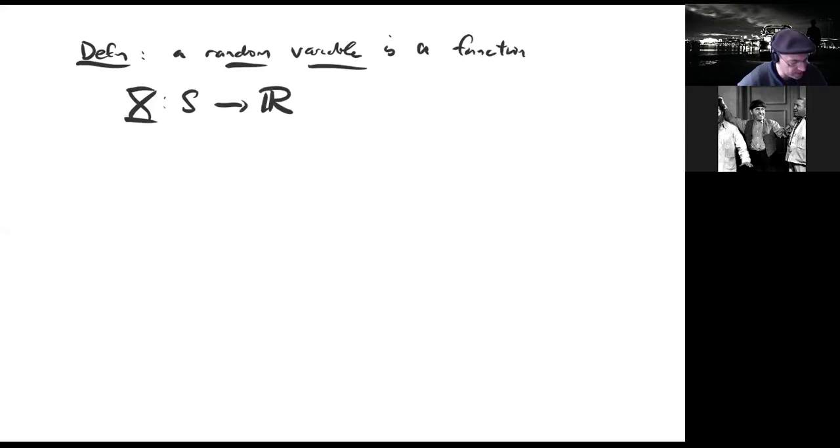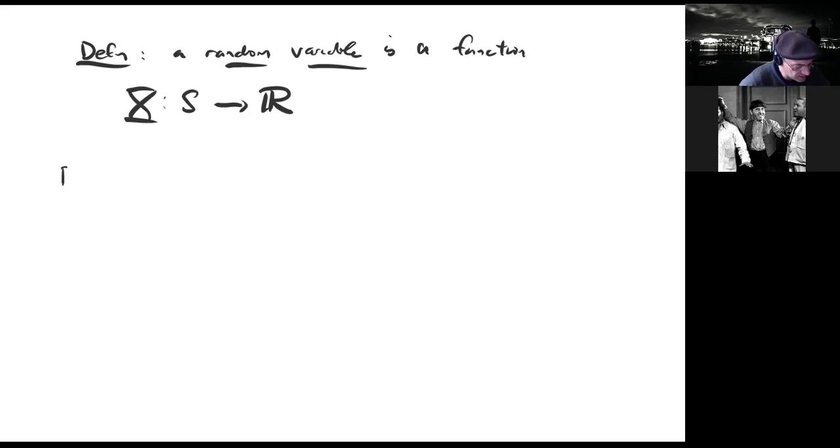It's a strange name because it's a function and not a variable, but the idea is that if S consisted of a single point, then a random variable would be a function from a single point to the real numbers, a single element to the real numbers, which would just be a real number, and that would be a variable real number. And that's where I think the terminology comes from, although I'm not sure. Okay, so that's all it is. It's just a function from the sample space to the real numbers.